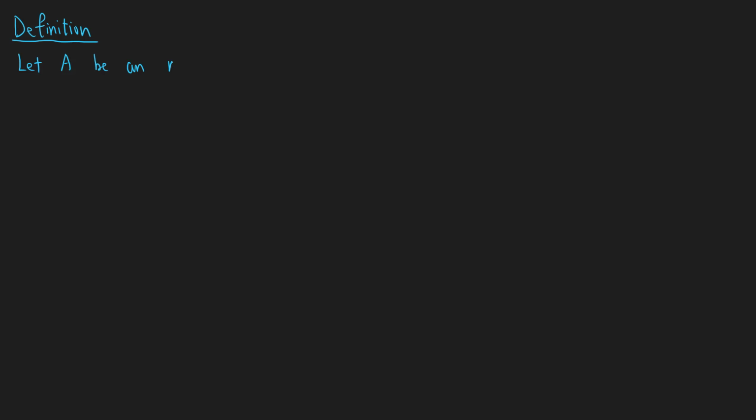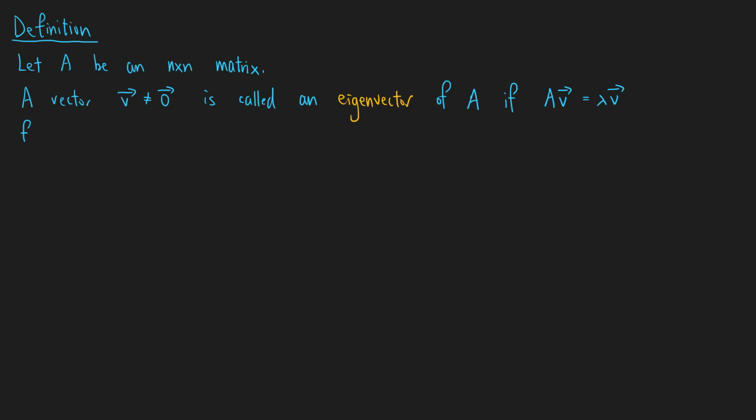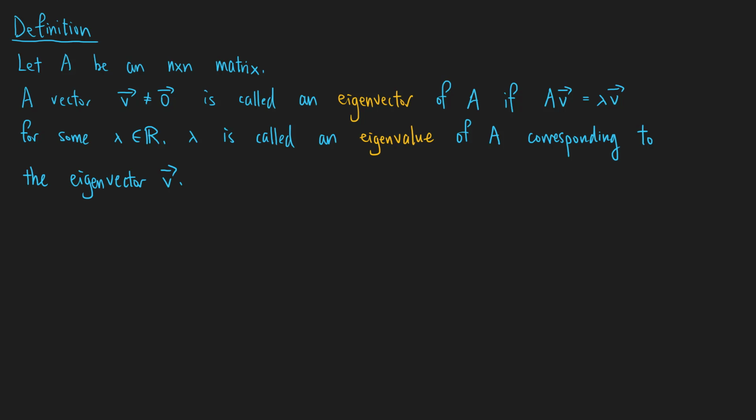Let A be an n by n matrix. A non-zero vector V is called an eigenvector of A if A times V equals lambda times V for some real number lambda. In this case, lambda is called an eigenvalue of A corresponding to the eigenvector V.